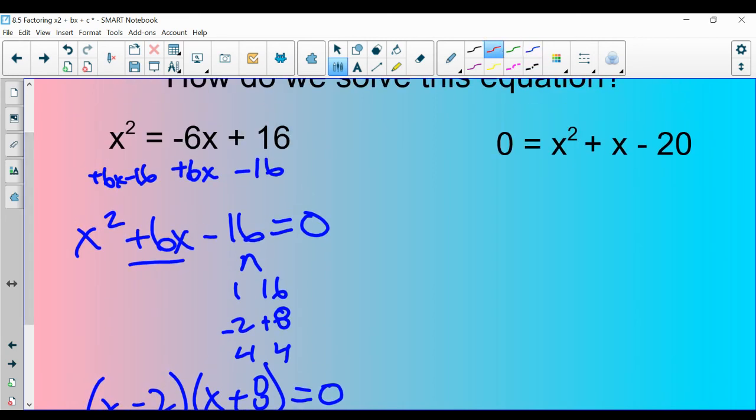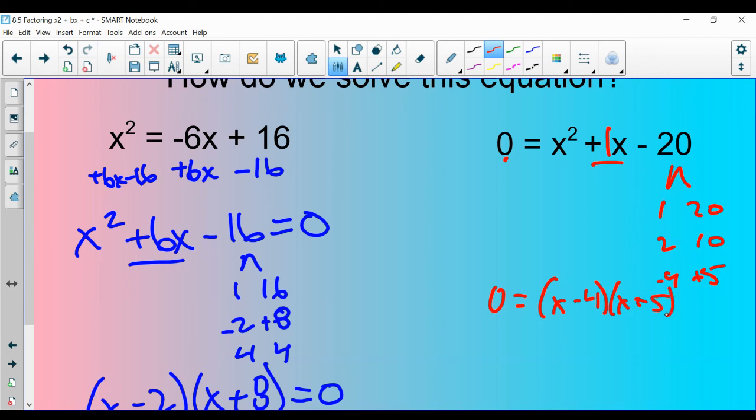This one is already in the proper form. One side is already set equal to 0, so I can just list the factors. Looking for something that adds to the middle term, which is positive 1, right? If there's no number there, it's positive 1. So if the 5 was positive and the 4 was negative, I would have x minus 4, x plus 5, right? These numbers multiply to negative 20 and add to positive 1. So my answers are 4 and negative 5.